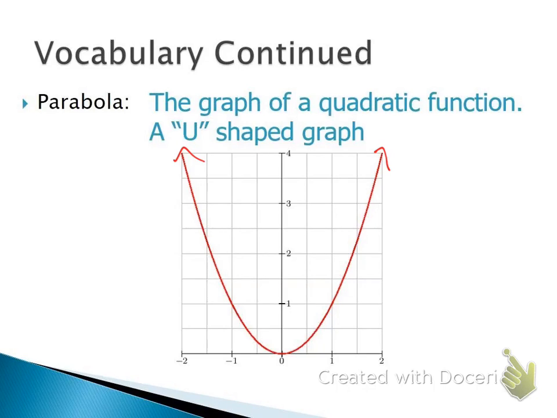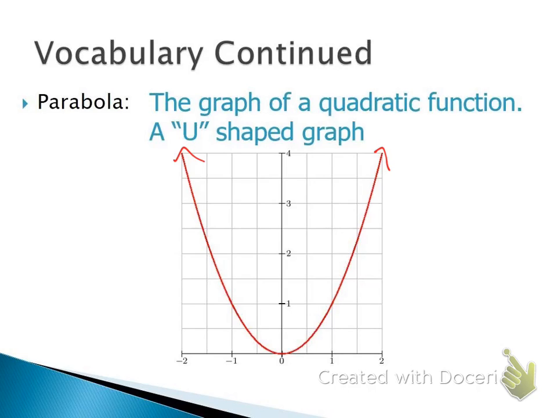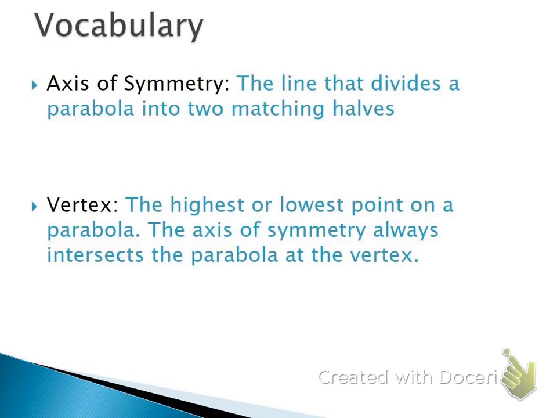Okay? So to continue on, there is an axis of symmetry. If you go back and look, a U is symmetrical. I can cut that U in half, fold it over on itself, right? And so the line that cuts the U, or the parabola, in half is called an axis of symmetry. It is a line, and so when we want to describe that line, we do have to use a linear function, an equation. We'll talk about that some more in a minute.